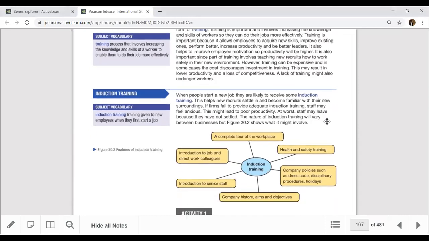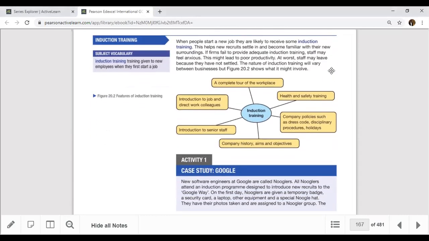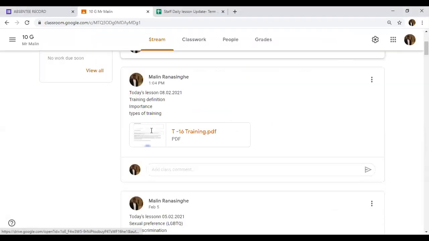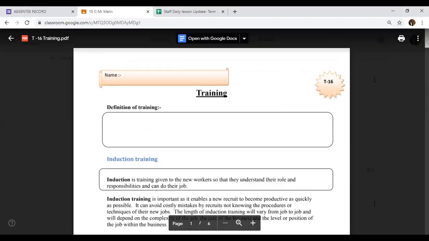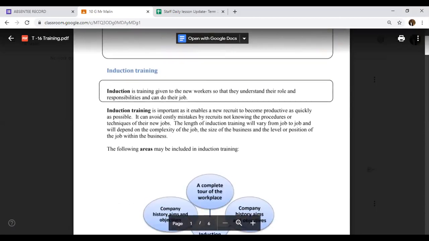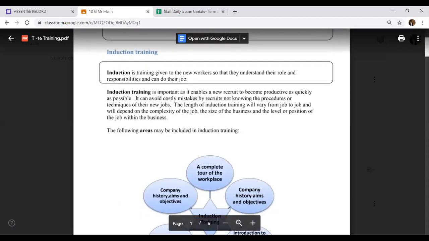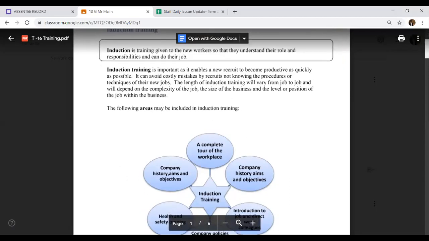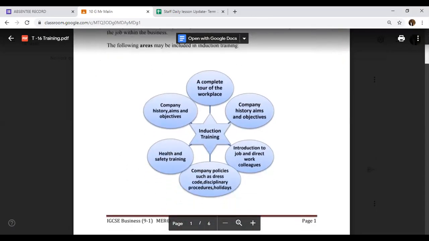Okay. Now we are moving into a very important session: induction training. Before we go to induction training, I would like to share a document with you. You can see this document, and here you can see induction training. You can find all the definitions and all the areas covered by the induction training.